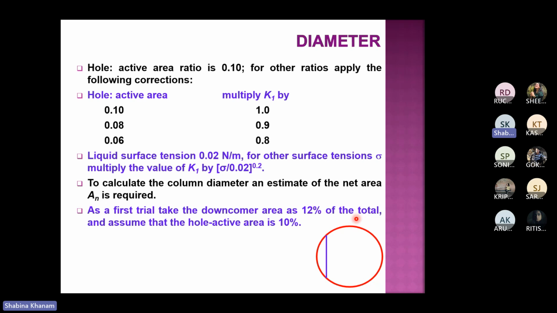But all these calculations are for the upper region as well as the lower region, like the enrichment section as well as the stripping section. So we calculate the diameter for both, and whichever diameter is larger, that we consider as the column diameter, right?